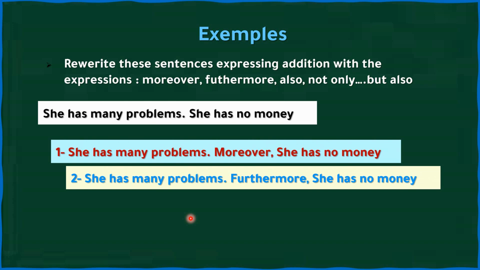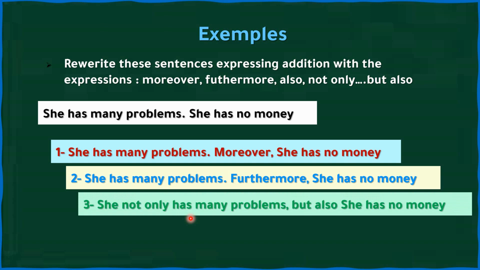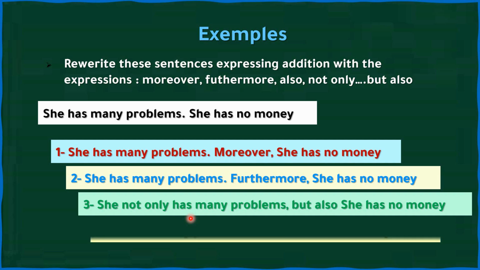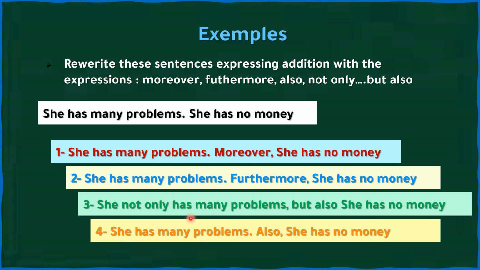Very good. She has many problems. Also, she has no money. Okay. The last suggestion. She has... Be careful here. She has not only many problems, but also she has no money. No money. Okay? The last one.